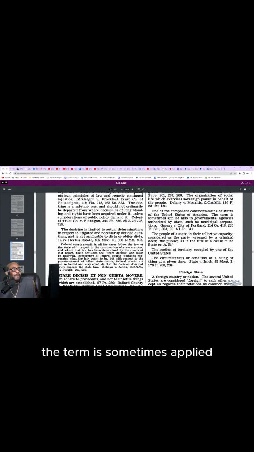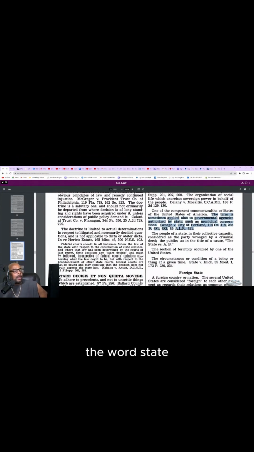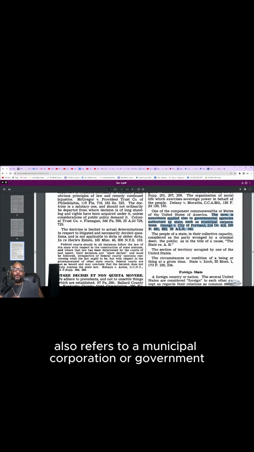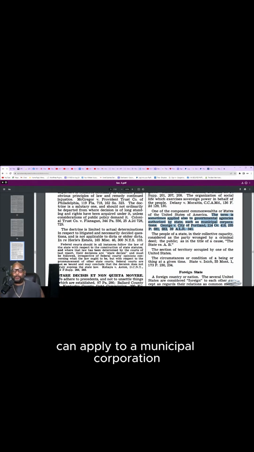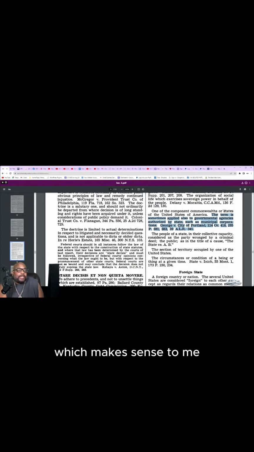The term is sometimes applied also to governmental agencies authorized by states such as municipal corporations. So right here, couched in a very obscure portion of this definition, they give you that a state, the word state, also refers to a municipal corporation or government agency. I want y'all to read this and understand this. I read this a long time ago. This is one of the first things I studied when I first started studying this information. I've known it since that time. That the word state can apply to a municipal corporation, which makes sense to me.